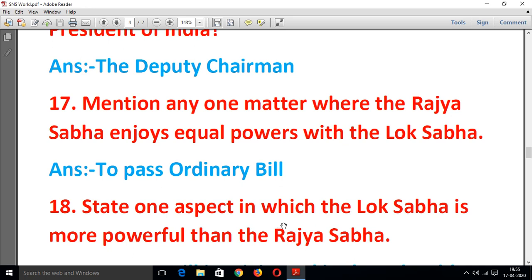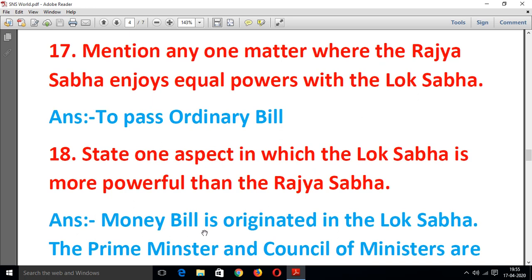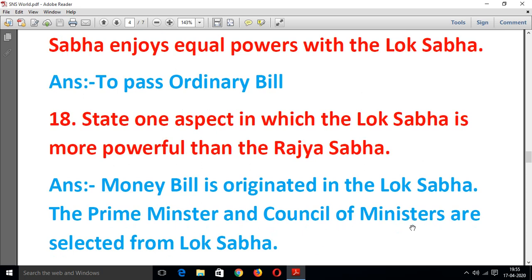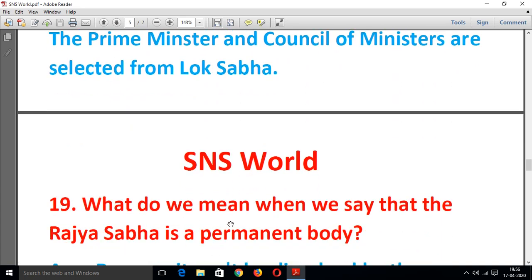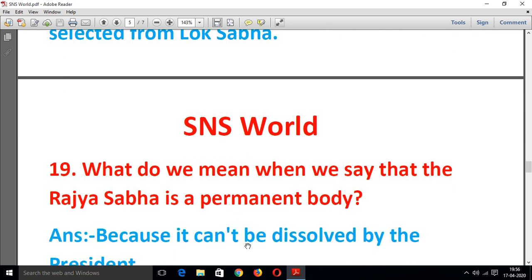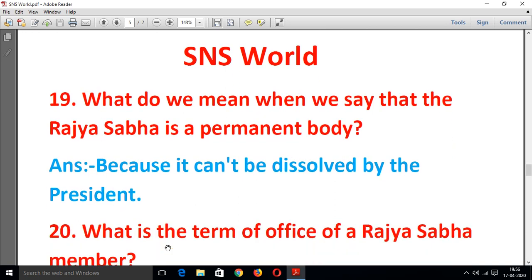State one aspect in which the Lok Sabha is more powerful than the Rajya Sabha. Money bill is originated in the Lok Sabha. The Prime Minister and Council of Ministers are also selected from the Lok Sabha. What do we mean when we say that Rajya Sabha is a permanent body? Because it cannot be dissolved by the President.